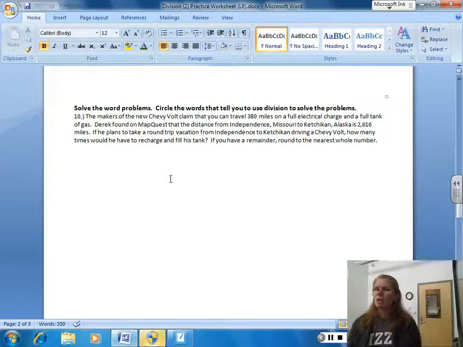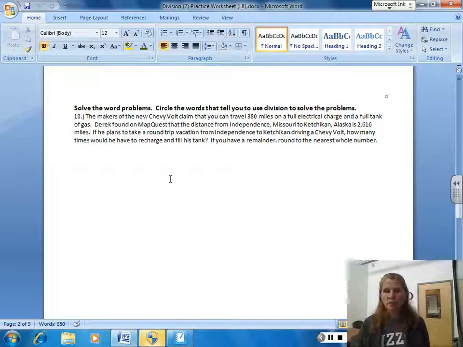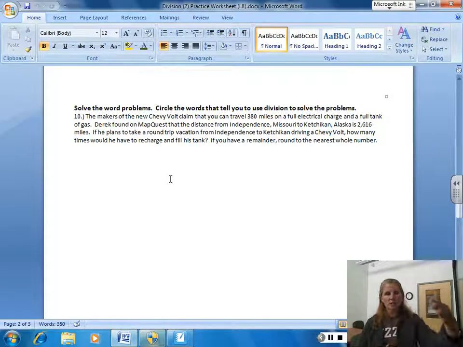Okay, so couple things here. He's not just driving to Ketchikan. He's driving to Ketchikan and he's driving back. So do you see that the distance that we have there, the number 2,616, that's only half of our distance? We're going to need to double that before we do anything else.